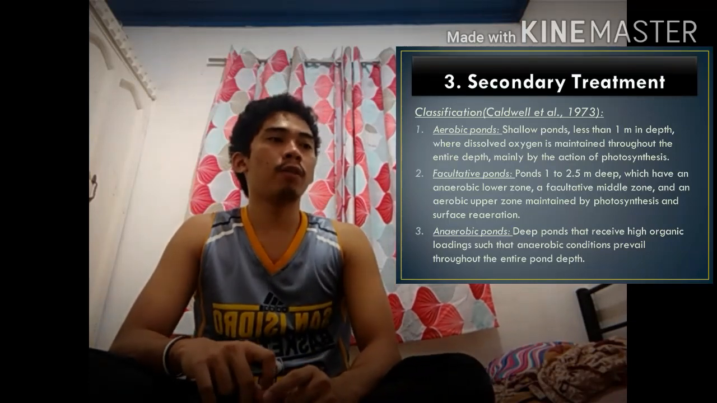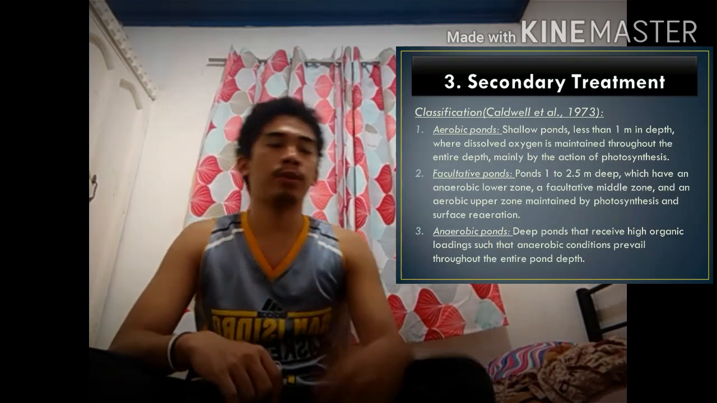Its classification includes, first, aerobic ponds. These are shallow ponds less than 1 meter deep, where dissolved oxygen is maintained throughout the entire depth, mainly by the action of photosynthesis. In this type of pond, the dissolved oxygen is maintained through the process of photosynthesis.